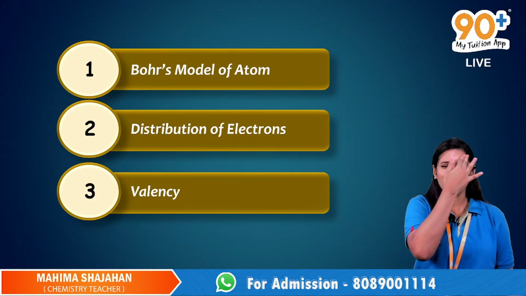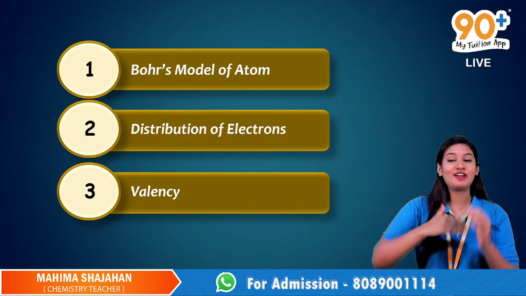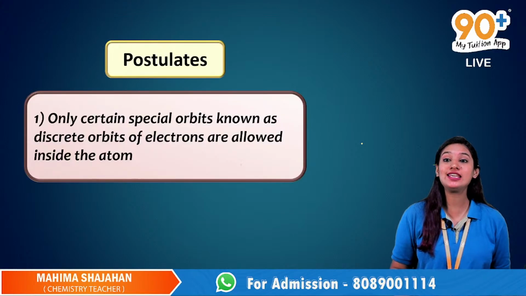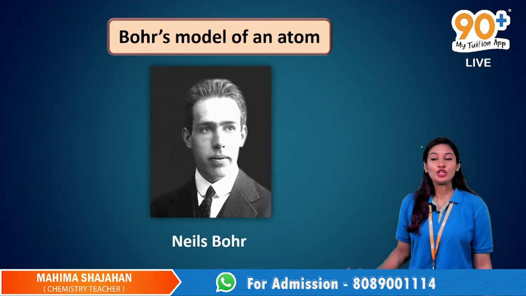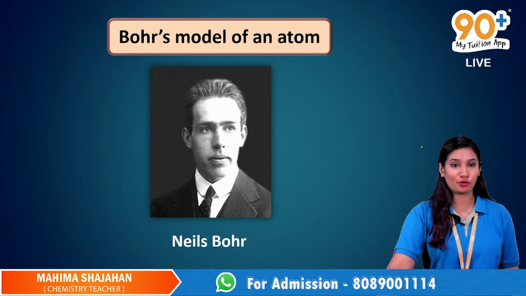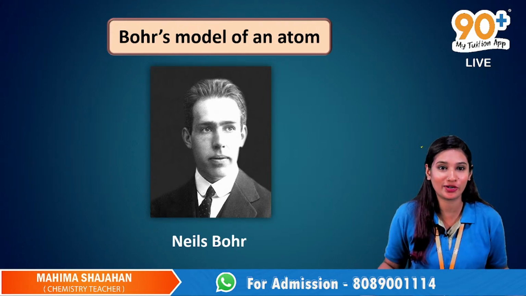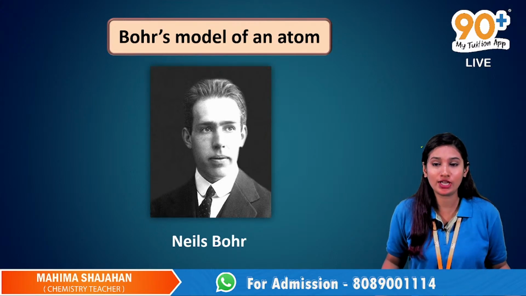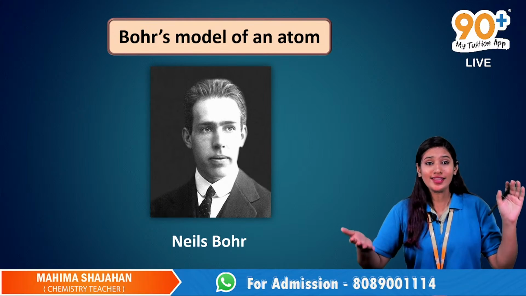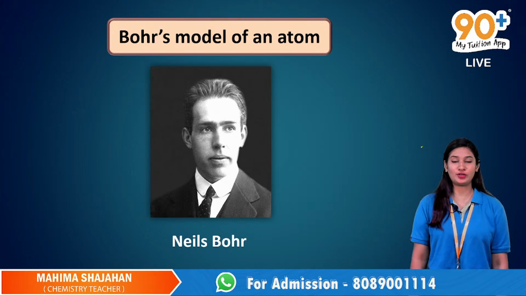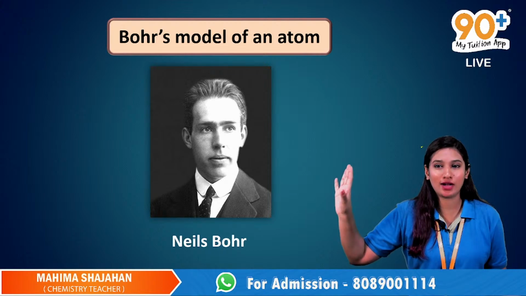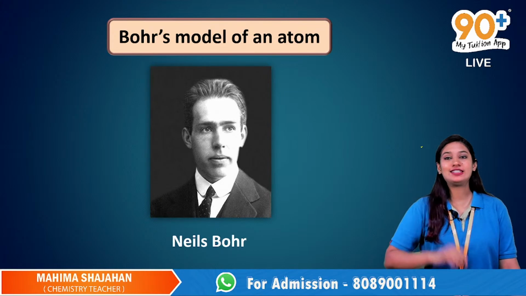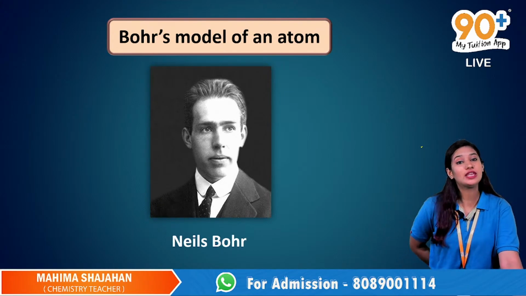So, Rutherford had drawbacks, and to cover them another scientist came. His name was Niels Bohr. Niels Bohr was a student of Rutherford, working in Rutherford's laboratory. Bohr put forward a theory to overcome the drawbacks of Rutherford, and he proposed a model for an atom. Now let's see in detail what the postulates of Niels Bohr are.